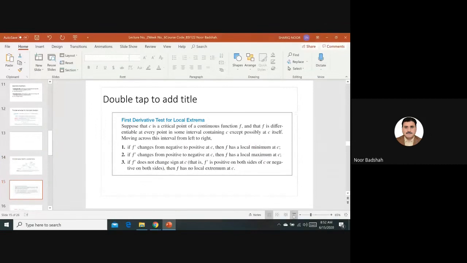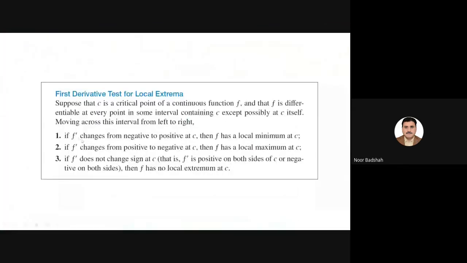The same thing is here, but now written in words. F dash changes from negative to positive, meaning f dash is negative and then positive. That is decreasing and then increasing, so we have a local minimum. F dash changes from positive to negative: positive means increasing on the left, negative means decreasing on the right, so the function will have a local max. And if f dash doesn't change sign at C, on both sides it is positive or on both sides it is negative, we say the function has no local extreme.